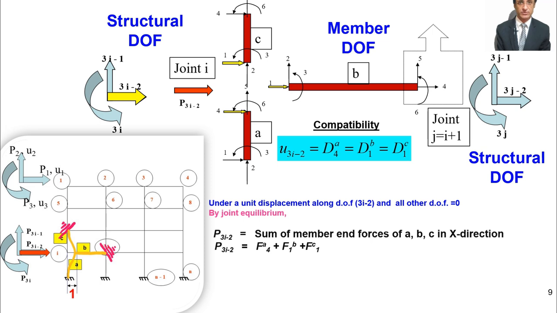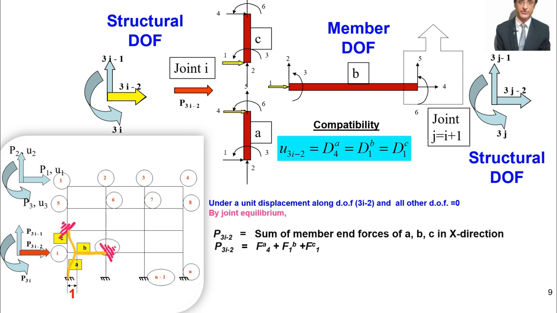But what are these forces? We applied some force here, and then what we find is that as a reaction, these forces are generated. So what are these forces equal to? We can use the nomenclature we have chosen. Remember what convention or what symbols we are using. For member number A, this is F4 of member number A. This is the fourth component. For member number B it is the first component, and for member number C it is the first component. You agree? But then what is this P3i minus 2?